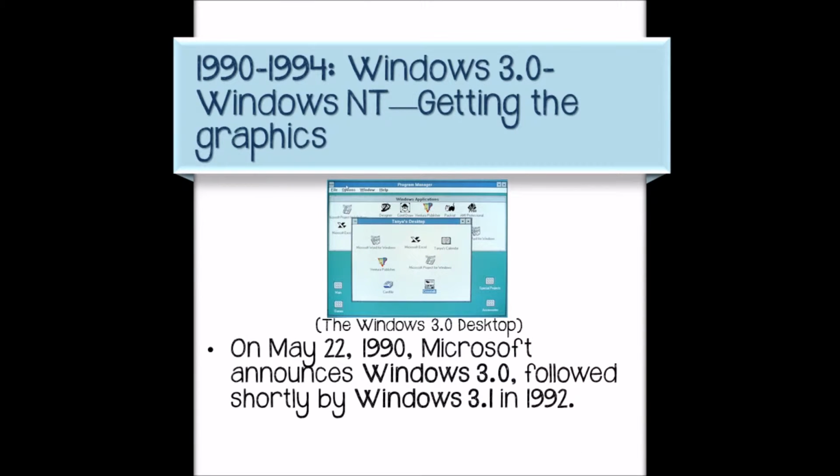1990 to 1994, Windows 3.0, Windows NT, getting the graphics. On May 22, 1990, Microsoft announces Windows 3.0, followed shortly by Windows 3.1 in 1992. Taken together, they sell 10 million copies in their first two years, making this the most widely used Windows operating system yet. The scale of this success causes Microsoft to revise earlier plans. Virtual memory improves visual graphics. In 1990, Windows starts to look like the versions to come.